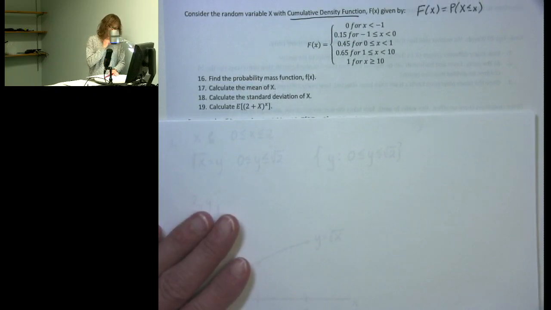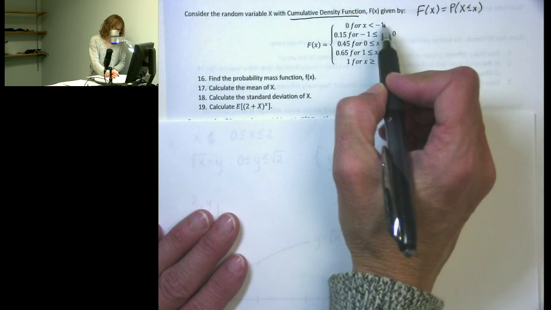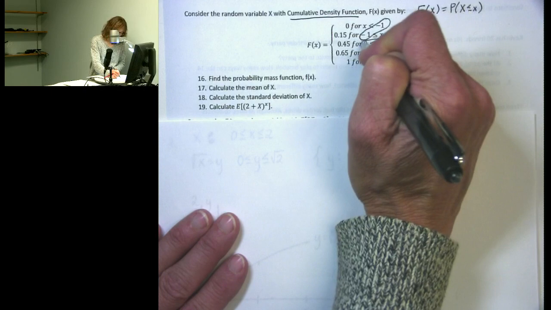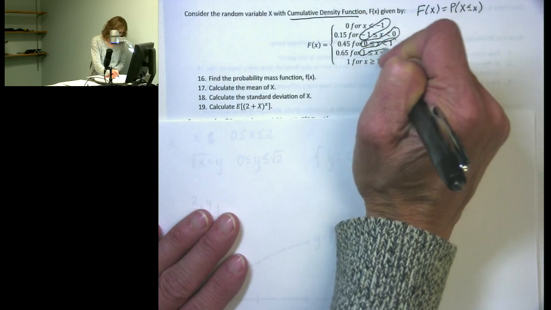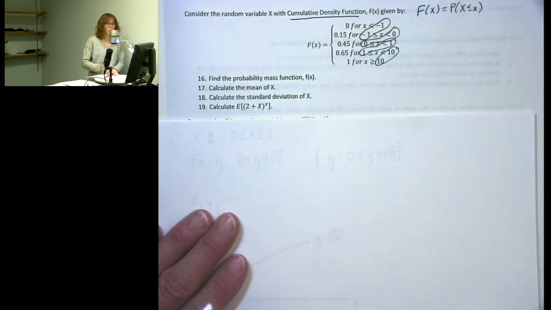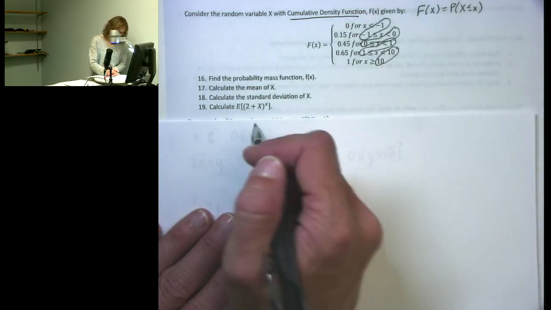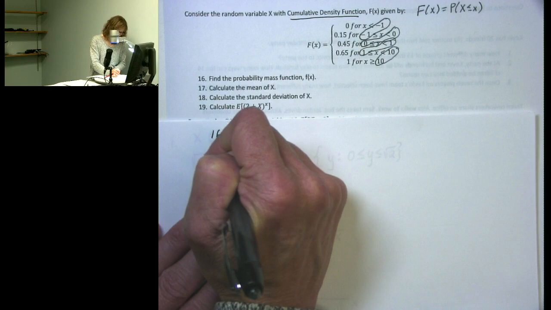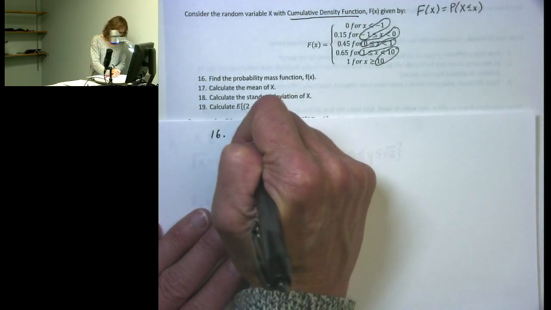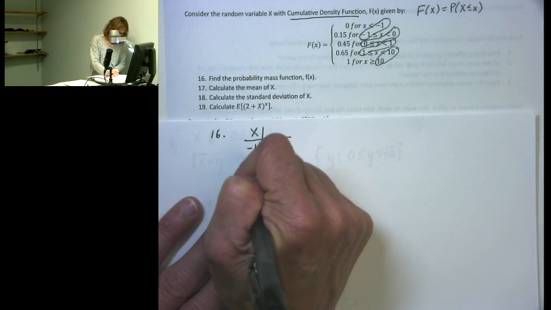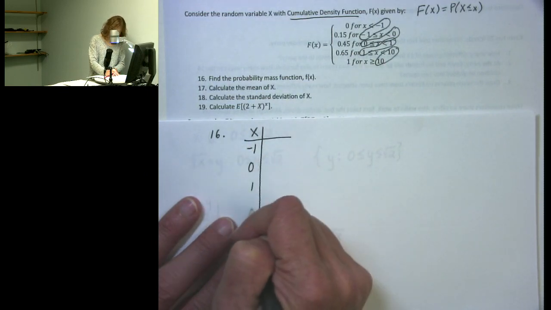And so, if you recall, when we're looking at the cumulative distribution function, the places that we see jumps in the distribution, it's a step function, and where the steps are, that indicates what the possible values are that x can actually take on. That's where the positive probability is. So right away I know the possible values, so I'm going to first be finding the probability mass function. The possible values that x can take here are -1, 0, 1, and 10.